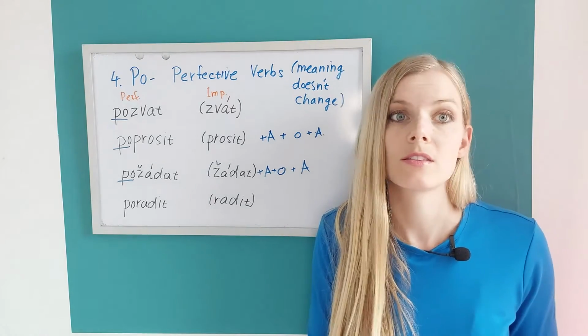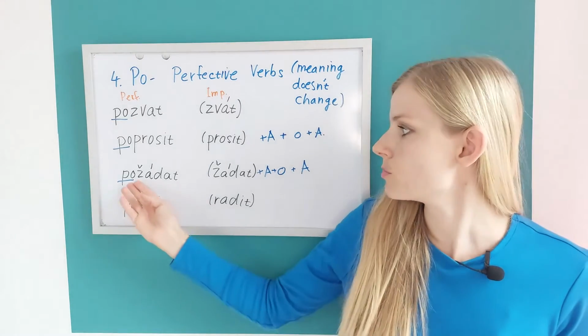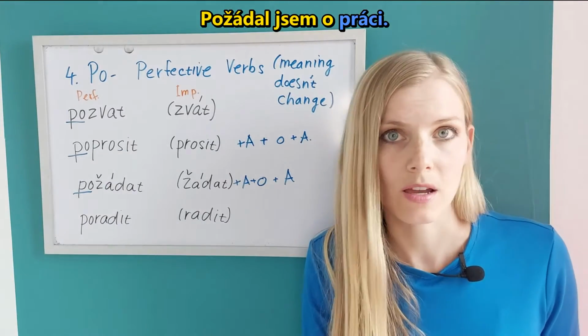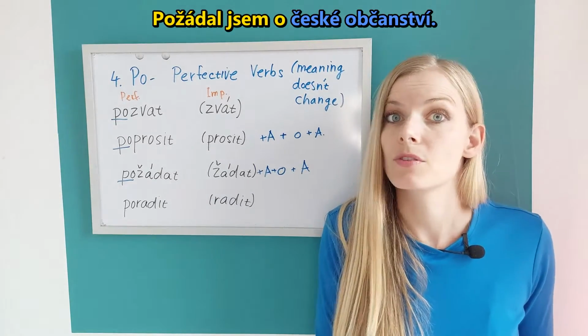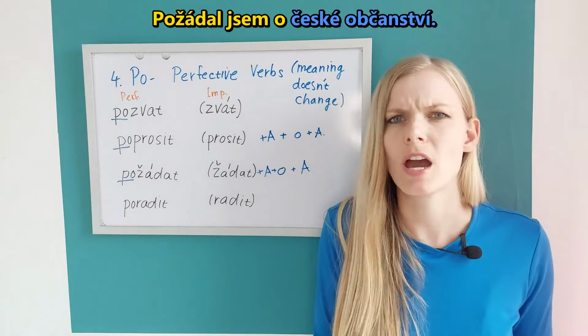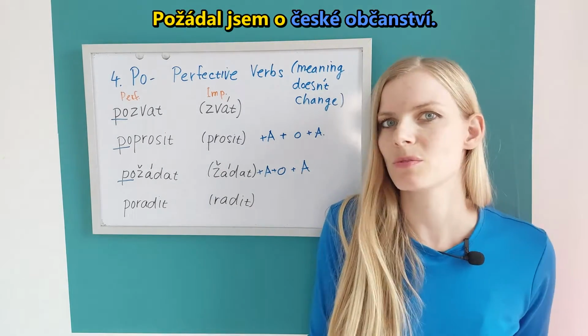But if you want to say that you applied for a job, you could use požádat. Požádal jsem o práci. Požádal jsem o české občanství. I applied for a Czech citizenship.